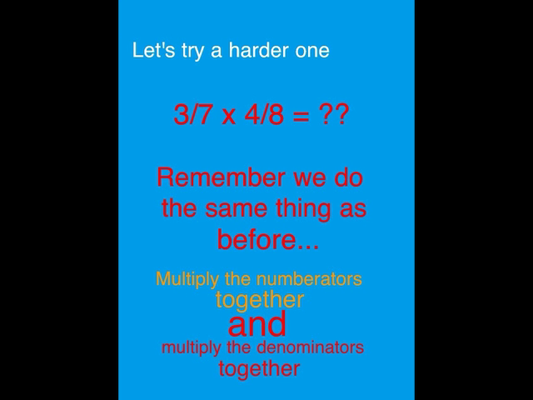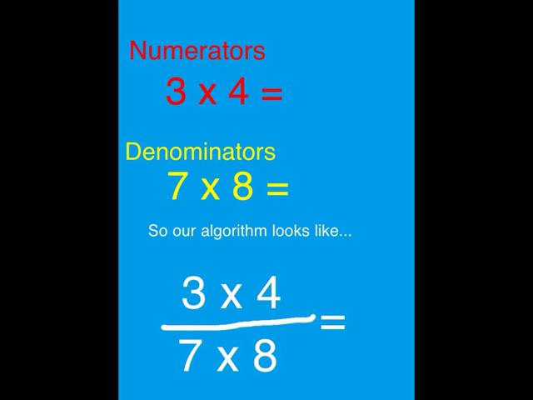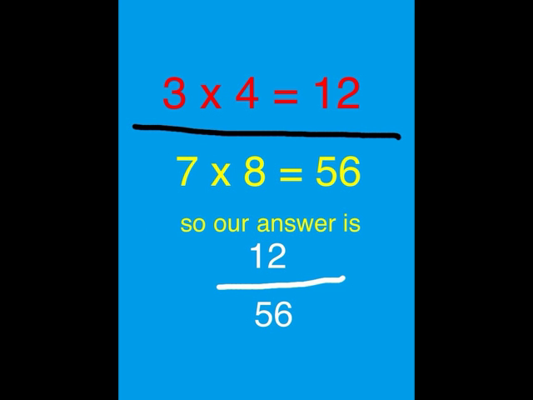So let's try a harder one. 3/7 times 4/8. Remember, we do the same thing as before. Multiply the numerators together and multiply the denominators together. So the numerators in this algorithm are 3 times 4 and the denominators are 7 times 8. So our algorithm looks like 3 times 4 over 7 times 8. 3 times 4 equals 12 and 7 times 8 equals 56. So our answer is 12 over 56.